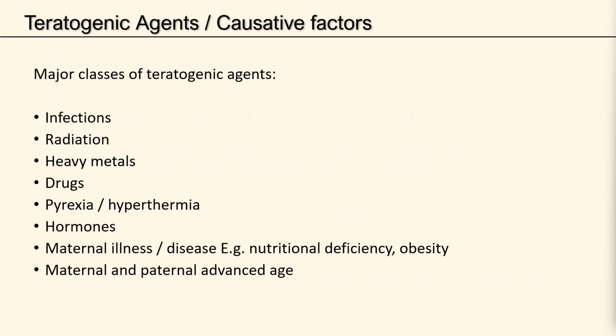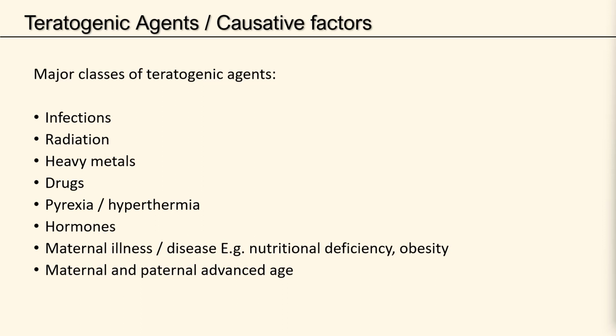So how do we classify these agents, these teratogens? What are they? Well, they are infections. Most infections will be prevented from crossing the placenta, but what about the ones that can't be stopped? Radiation.